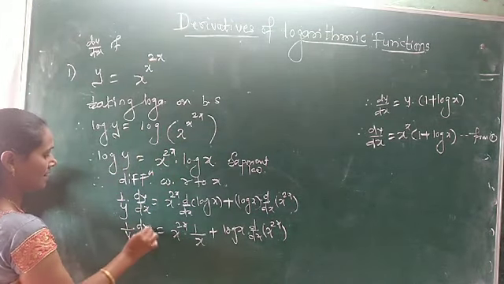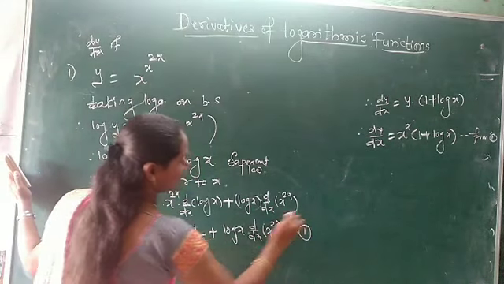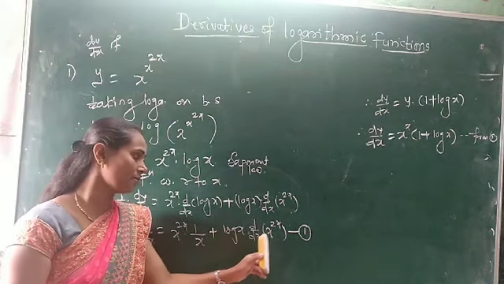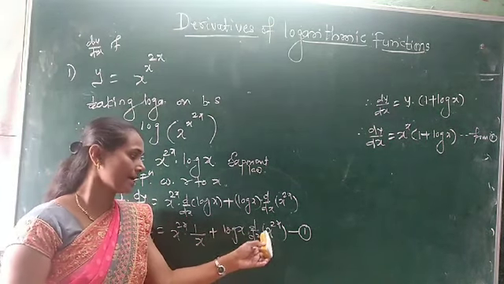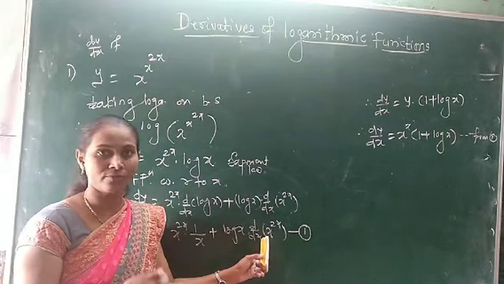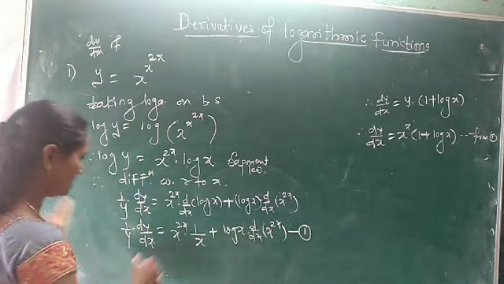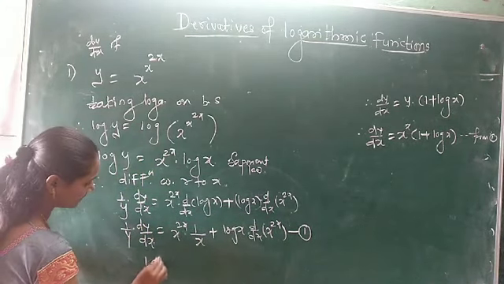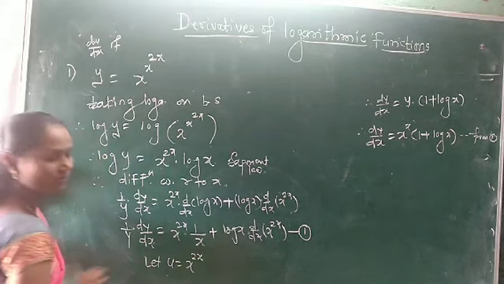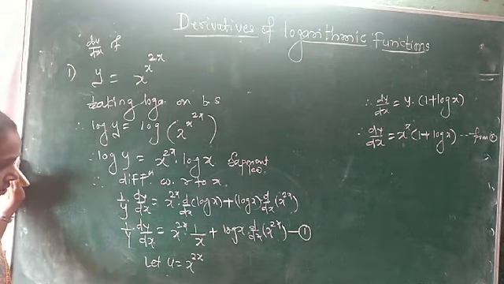1 upon y dy upon dx, say equation number 1. Now here we have to find the derivative of x raised to 2x, but again it is in the form of function raised to function. So again we cannot find this directly. So again we have to take a substitution. Consider that u is equal to x raised to 2x.